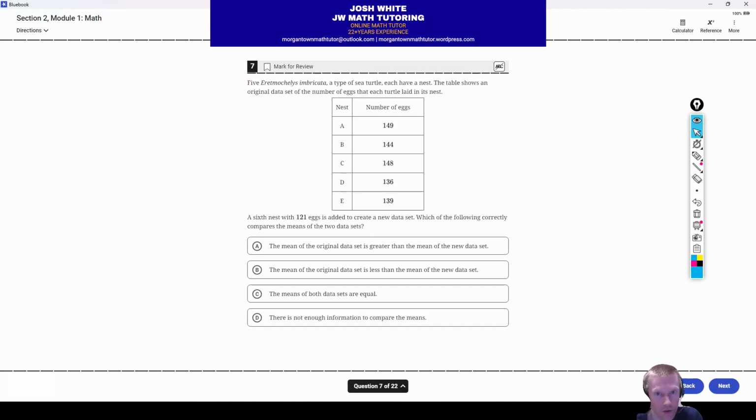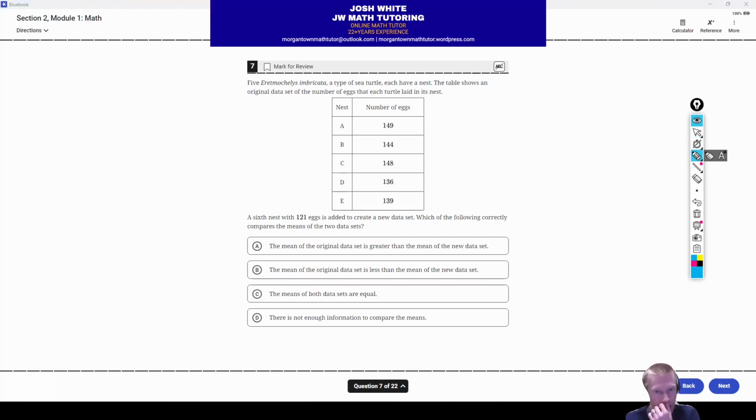Next, question number 7. Here we have a table with the number of eggs for various turtles. They add some eggs to this. They add one value to this table. So what's going to happen to the mean, basically, once you do this? Or how is the mean going to compare from the original to the new set of data?